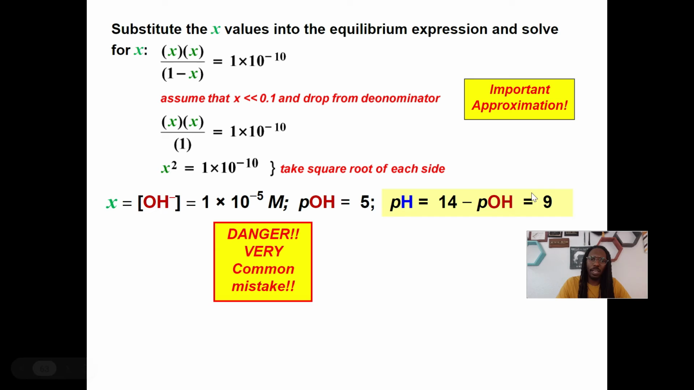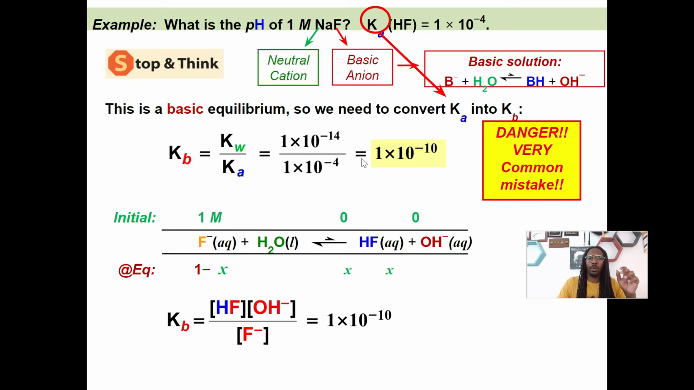Once again, this last part we kind of did already, so check out the previous videos. The key thing was that we had to figure out if this is going to be a basic or acidic solution. And then based on that, we find our Kb or Ka value.